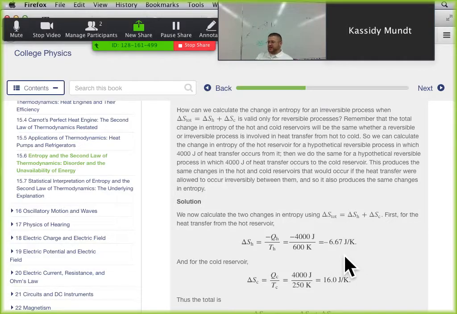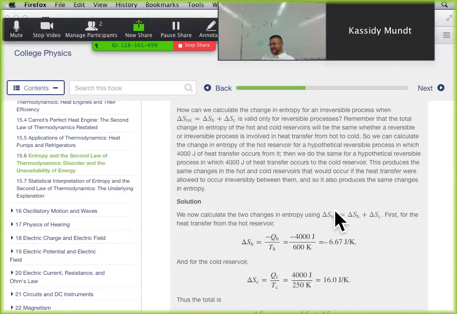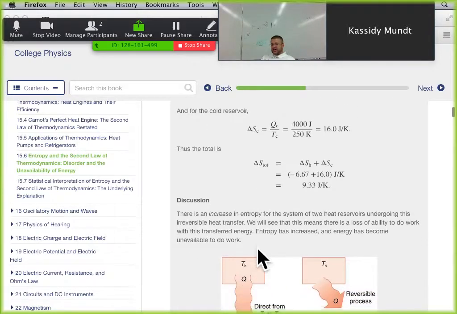And I said earlier that energy and entropy are not the same. They aren't, because entropy is not joules. It's measured in joules per Kelvin, or joules over temperature. So it's not exactly energy, but it is related to it. For the cold reservoir, we have energy going into the cold reservoir, so that's a positive Q divided by the temperature of the cold reservoir. We get 16 joules per Kelvin there. And the total is their sum, but one of them has a negative on it, so it ends up being a difference. And you get 9.33 joules per Kelvin of change in entropy.